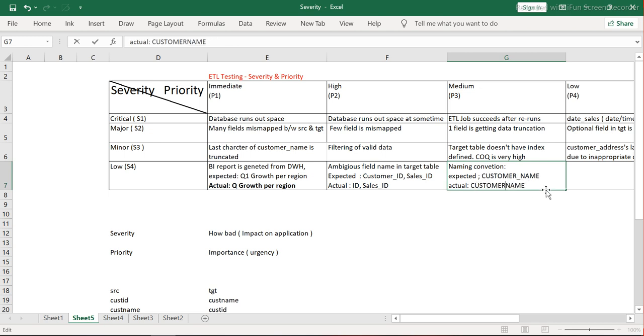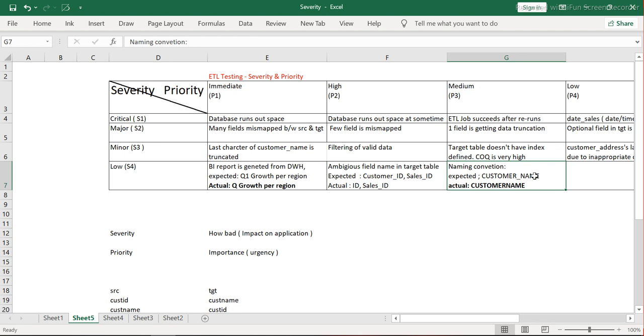There is no underscore here. So this is again a problem, right? But this is medium priority and low severity. It's all low, it's not impacting. The only thing is we need to fix it before we release it, because it should not give misleading information. It should all follow the naming conventions, guys, right?